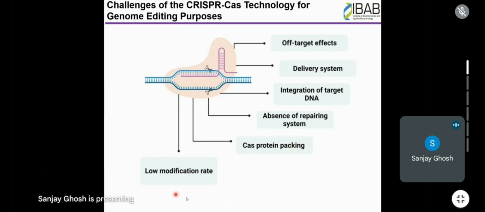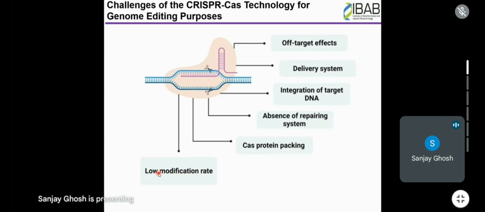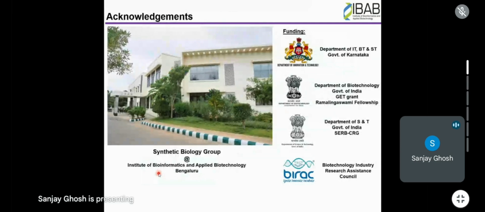The modification rate currently is low in humans and plants because the homologous recombination rate is not very high, unlike yeast, as Poonam Madam was saying. So other organisms have very low homologous recombination rate. That needs to be improved using CRISPR-Cas9. Okay, so with that I'll end.